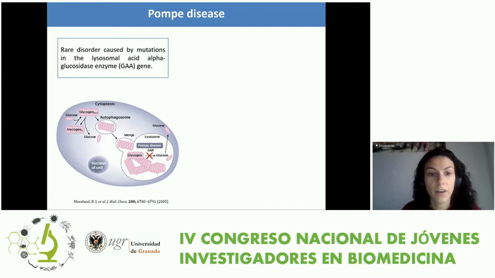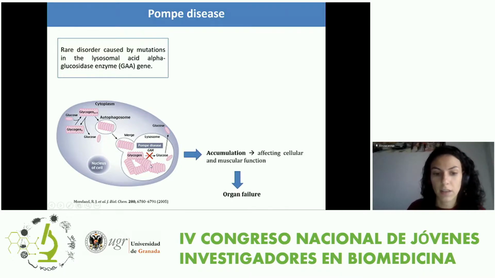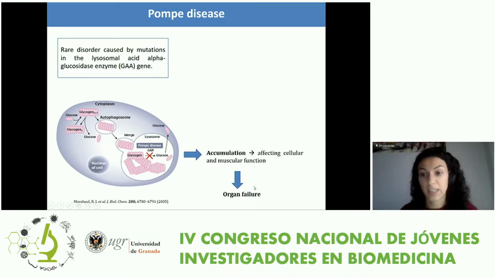This is a rare disorder caused by mutation in the lysosomal acid alpha-glucosidase gene. This enzyme breaks down the glycogen into glucose inside the lysosome. In this disease, the absence of this enzyme causes an accumulation of glycogen inside the lysosome, affecting cellular and muscular function, causing organ failure, affecting some tissues like the skeletal and the cardiac muscle, the central nervous system, and the liver.